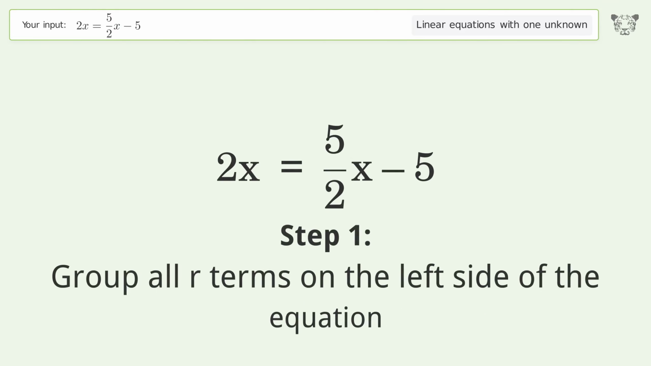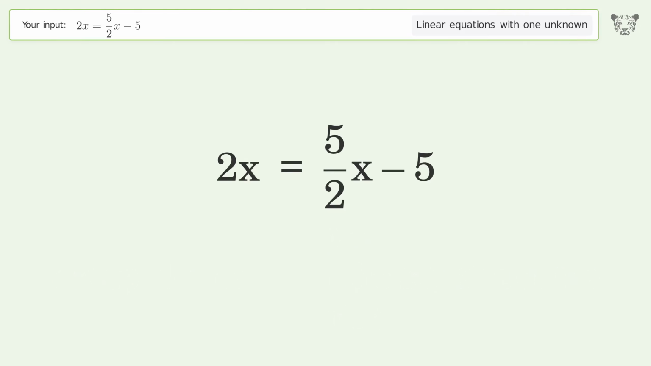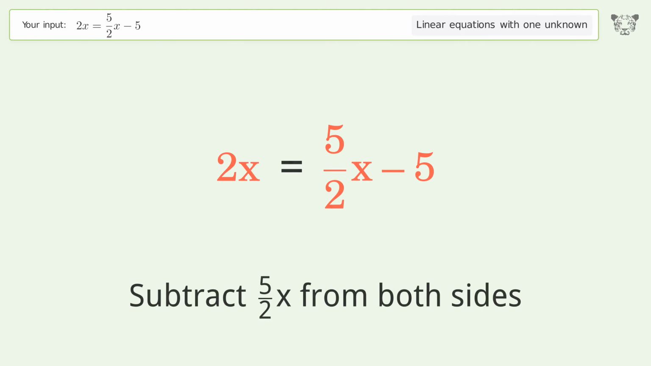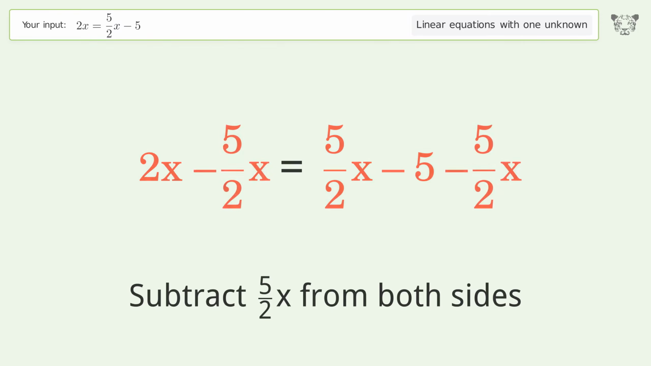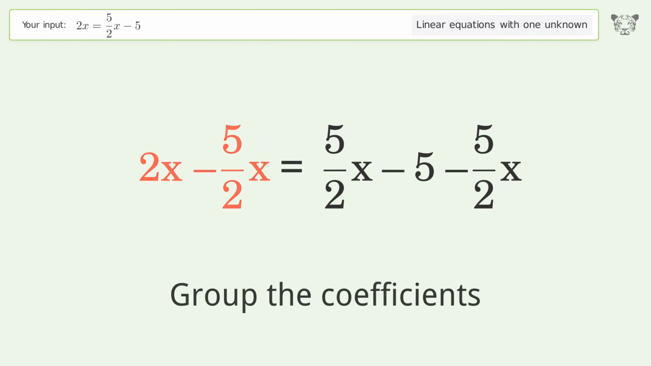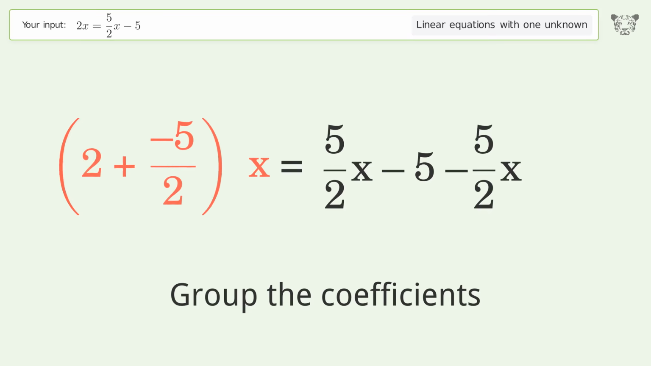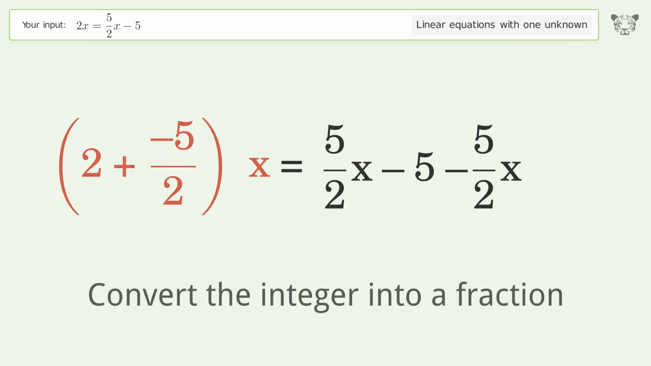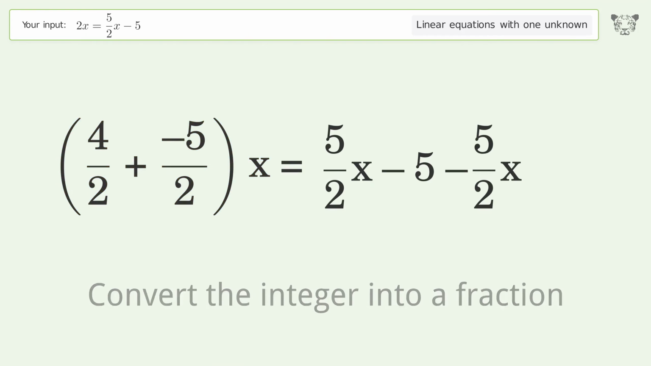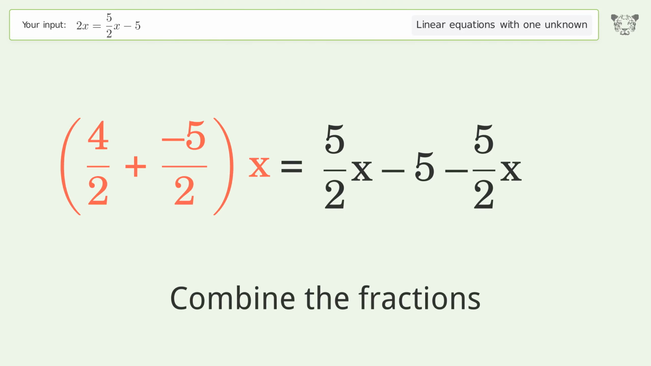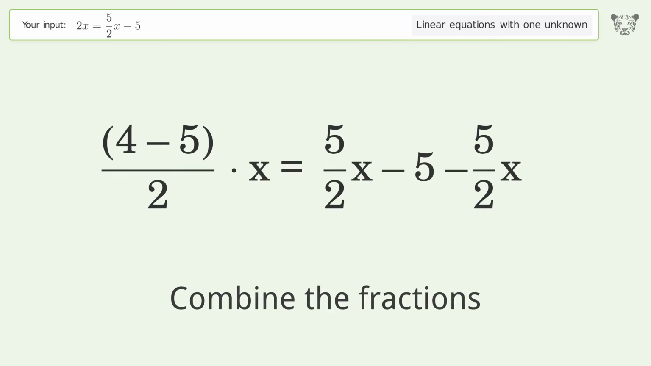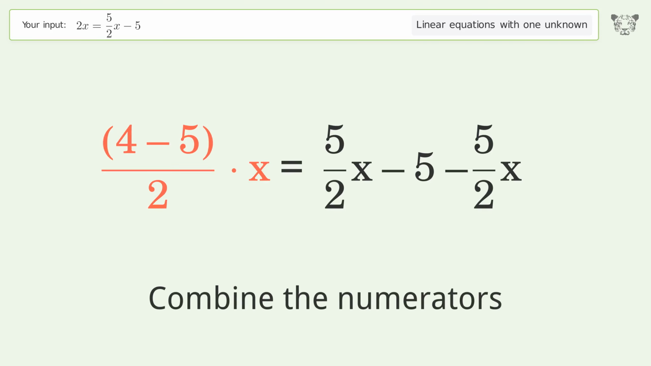Group all our terms on the left side of the equation. Subtract 5 over 2x from both sides. Group the coefficients. Convert the integer into a fraction. Combine the fractions. Combine the numerators.